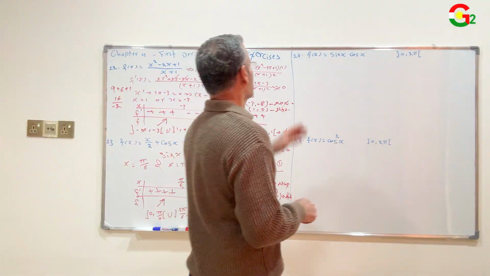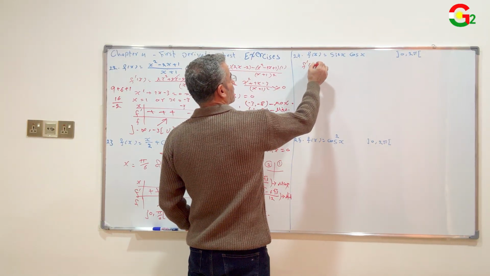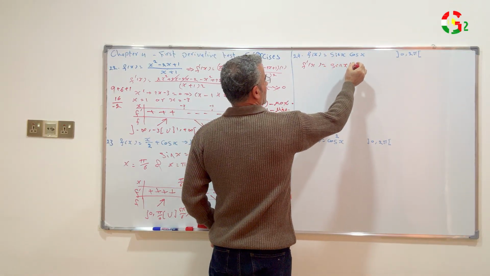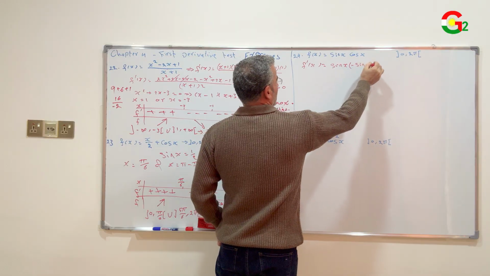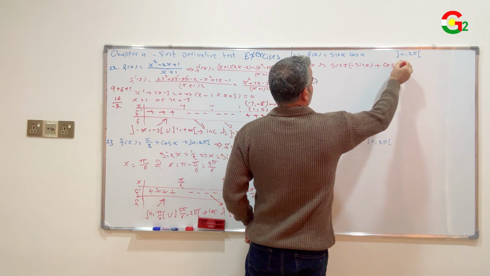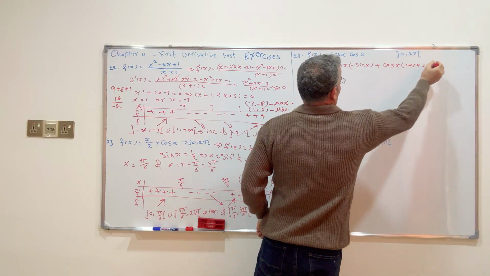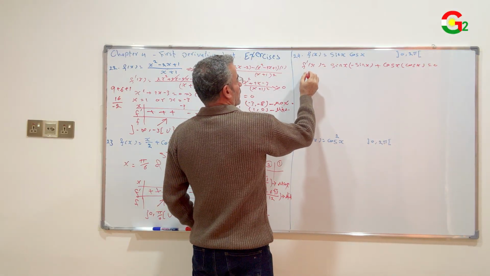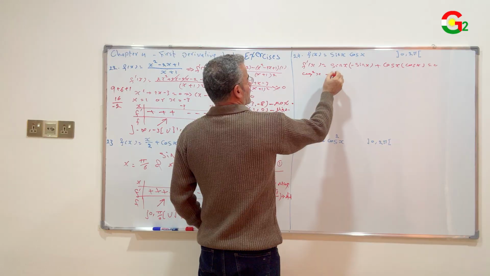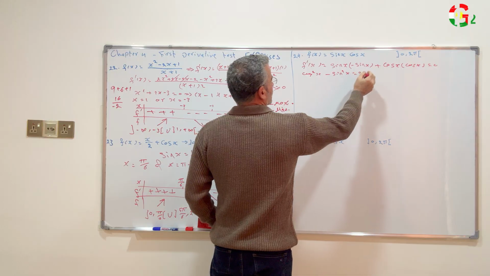Question number 24, f of x equals sine x cosine x. The derivative of this function is the first function sine x times the derivative of the second function negative sine x, plus the second function cosine x times the derivative of the first function cosine x, equals 0. Then cosine square x minus sine square x equal to 0.